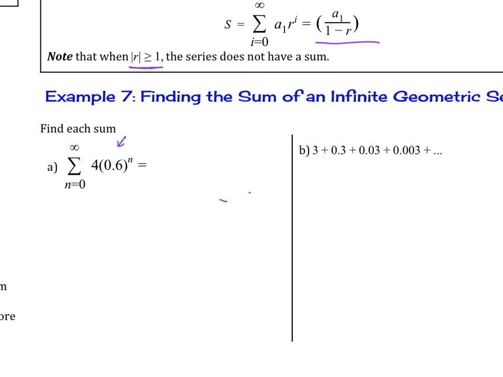So what I'm going to do is change the 6, so 6 over 10. And then that reduces to 3 over 5. So this is 4 times 3/5 to the nth power. So let's apply that formula.